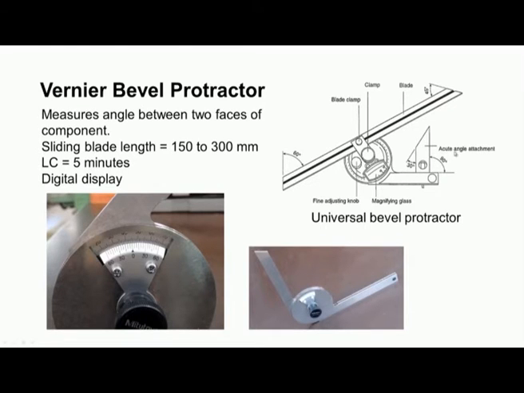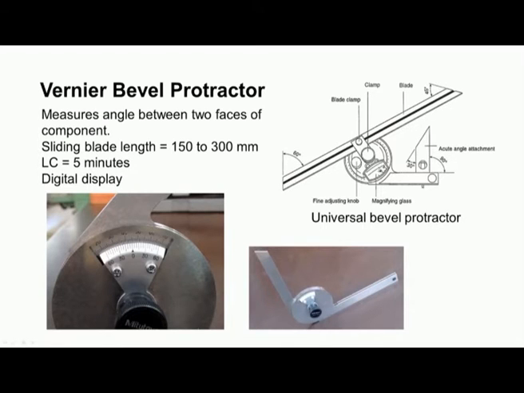There is an acute angle attachment for measurement. This is 90 degree and this angle is 30 degree, and we have a sliding blade. This is again beveled at 45 degree, and this shows this angle is 60 degree. We can use these ends of the blade to check 45 degrees and 60 degrees.